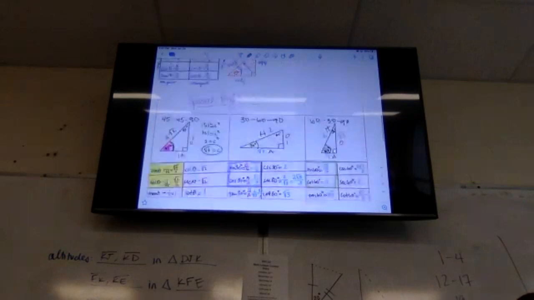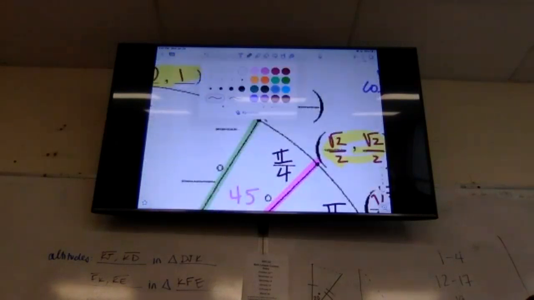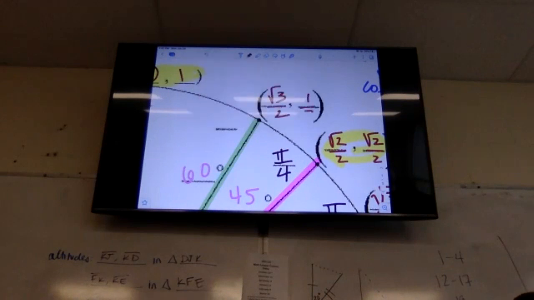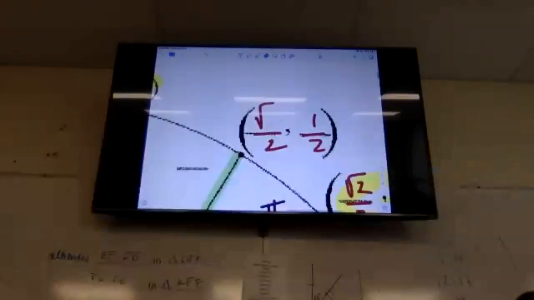All right, let me bring this to the front side. Okay, so this is my 60-degree angle. My point is √3/2, comma 1/2. Nope, did I do that one wrong? Yep, I did do it wrong. 1/2 goes first.